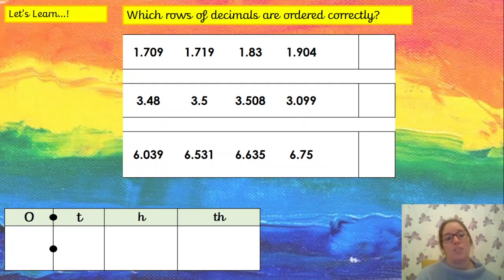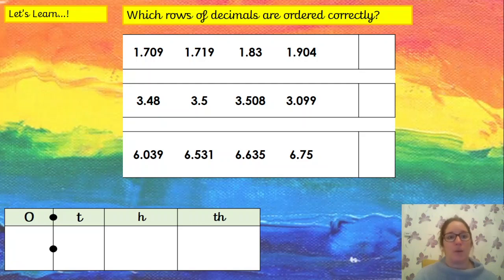Okay, so pause the video. I've left the place value grid at the bottom just to help you if you need it. Okay, sometimes it helps if you've got that to remind you of where the digits go. Okay, but have a think which ones are ordered correctly.